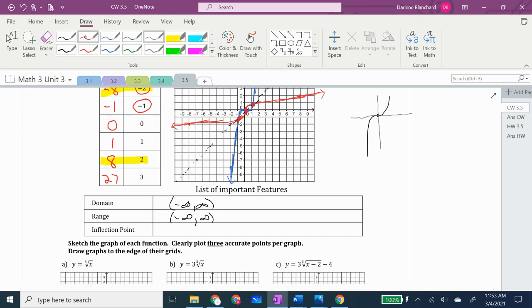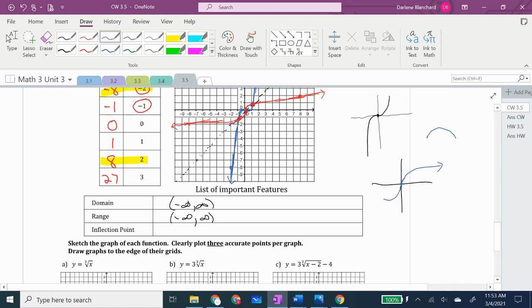For the cube root graph, let me draw an axis, and then for the cube root graph, I want you to notice that this is a bit of a frown if you're looking at a frown on the left side.